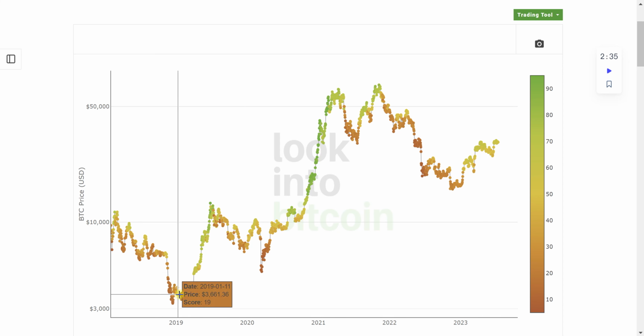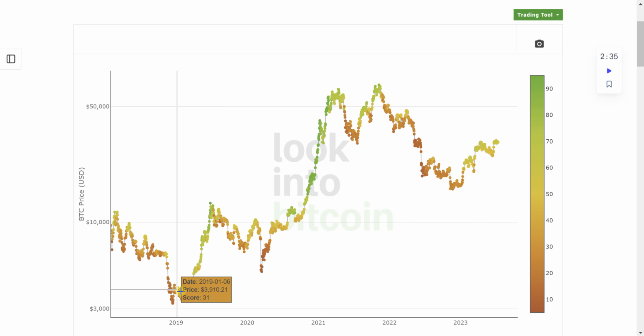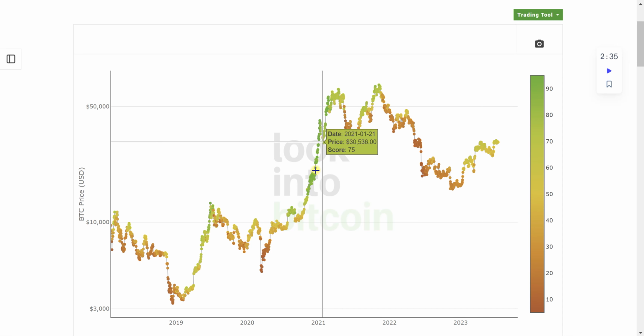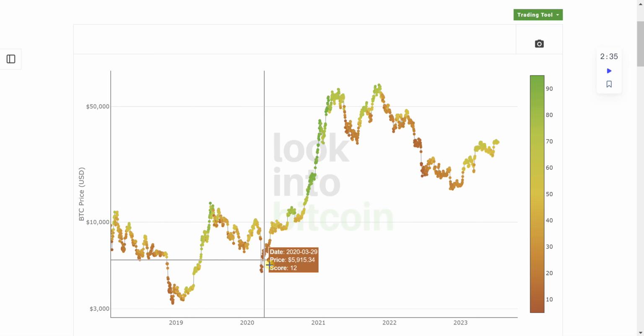So again, you get to see that you have these periods of red, which is basically fear. As you go over here, the lower you go, the more fearful people are. The higher you go on the scale, the more greedy people are. So with this, what you want to do, this kind of tells you when is a good time to get in and potentially a good time to get out.